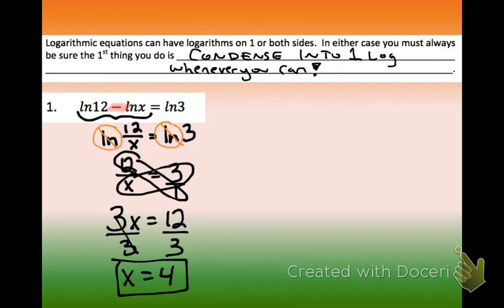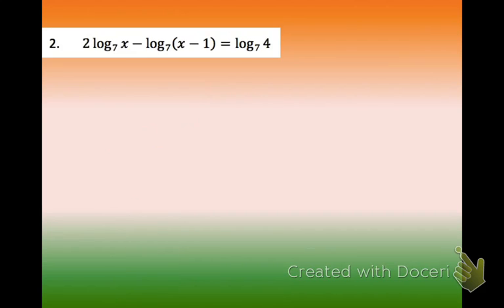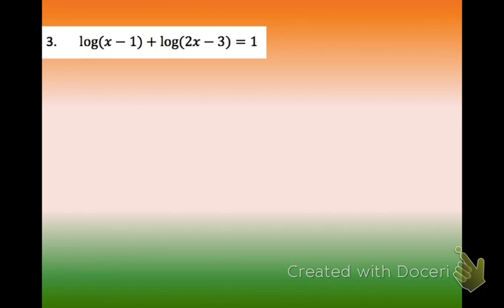Let's look at the next one. Actually, we'll do this one in class tomorrow as well. So example 3. We want to do something very similar to what we just did. So again, we have two logs on one side, so we need to condense those down.